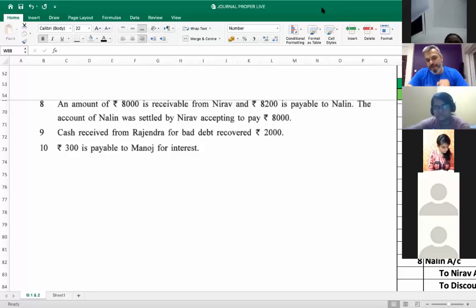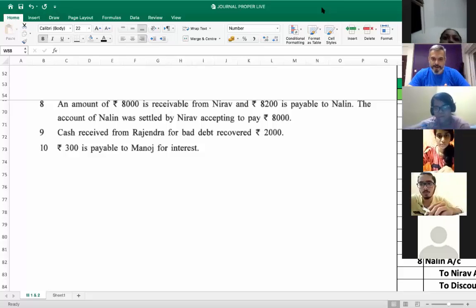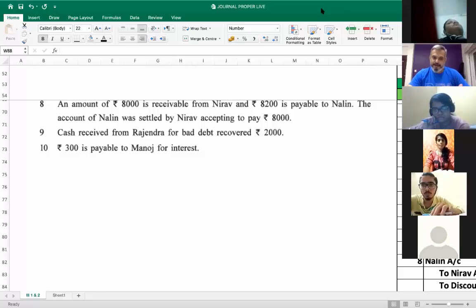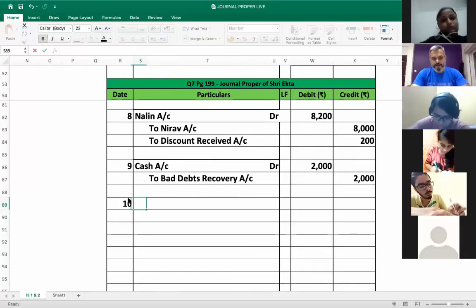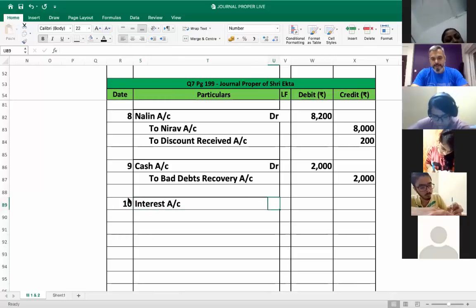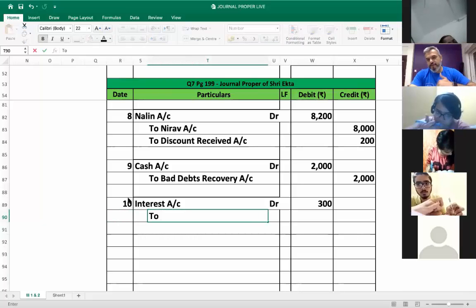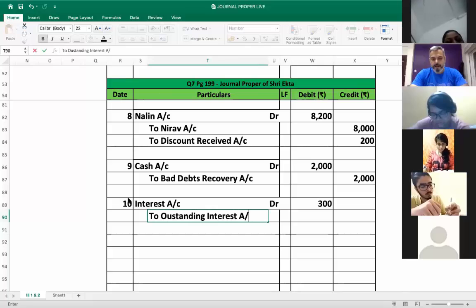For example, you are living in a house, the month has ended but you have not paid the rent. You will have to pay the rent because you have used the property. So the expense has occurred for you, but the money has not yet been paid. So payable to Manoj for interest, so interest expense incurred. Tenth, interest expense incurred, so interest account debit, amount is 300. Now we are not paying by cash, we have to pay, it is payable, so we can write to outstanding interest account.